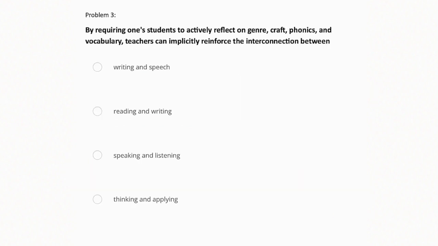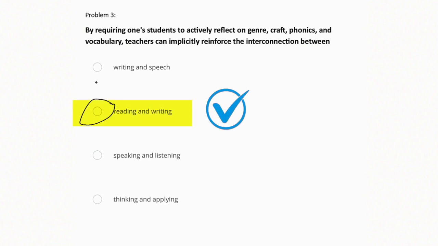Problem 3. By requiring one's students to actively reflect on genre, craft, phonics, and vocabulary, teachers can implicitly reinforce the interconnection between writing and speech, reading and writing, speaking and listening, or thinking and applying. Well, all of these topics that we're listing here, genre, craft, phonics, and vocabulary, have to do with literacy. They're all aspects of literacy. So literacy is the interconnection between reading and writing. So that is what it is that we're trying to strengthen.